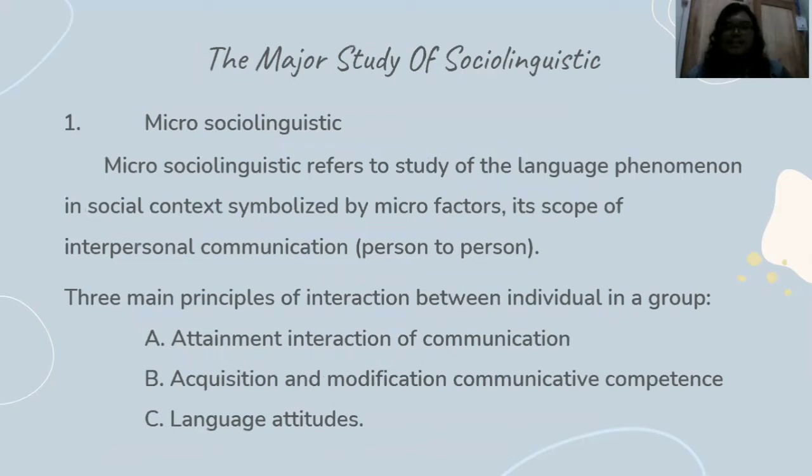The major study of sociolinguistics. The first one is micro-sociolinguistics. Micro-sociolinguistics refers to the study of language phenomena in social contexts symbolized by micro factors. It scopes interpersonal communication, or person to person. There are 3 main principles of interaction between individuals in a group. First, attainment interaction of communication. Second, acquisition and modification of communicative competence. And the last is language attitudes.